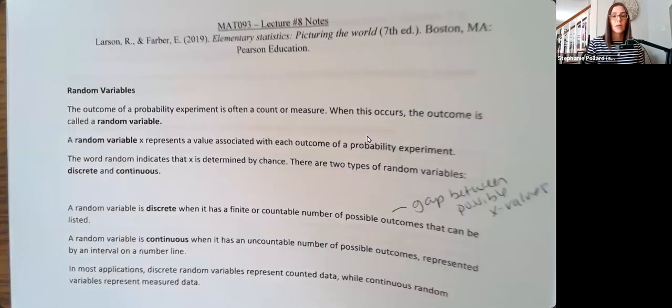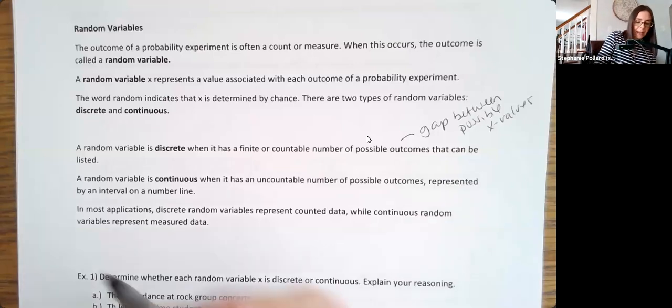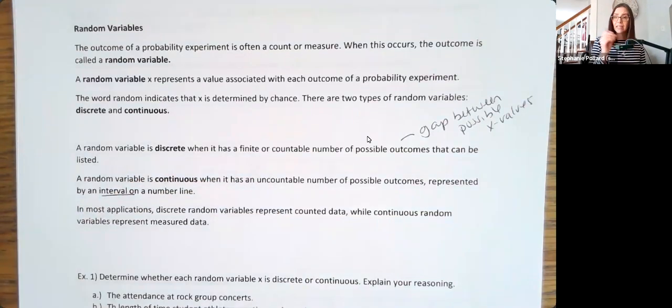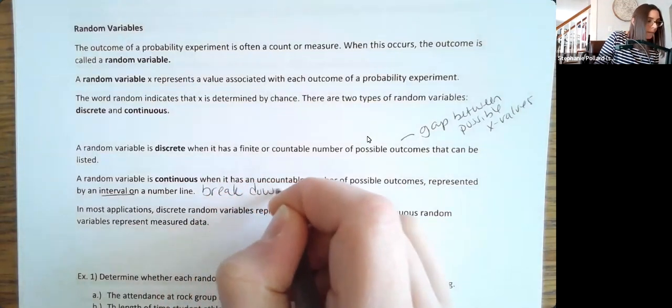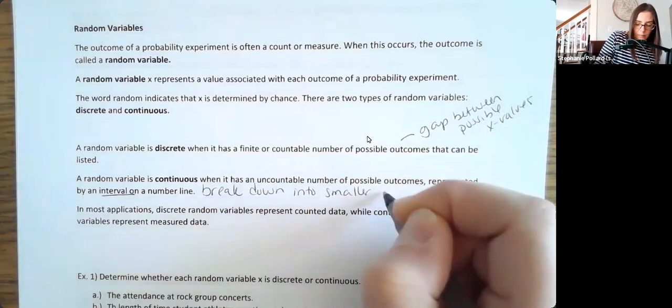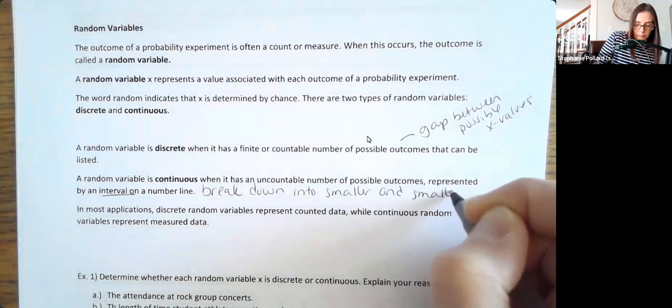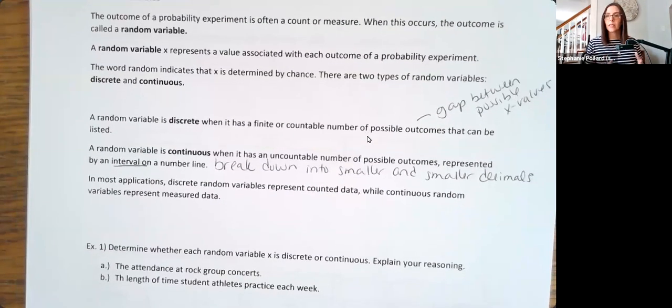When you're talking about continuous, this would be an uncountable number of possible outcomes. It's something that we could not list. It's not possible. And it's often represented by intervals on a number line rather than individual points. The other thing that happens here too is that basically you can break down your possible x values into smaller and smaller decimals. So we're allowing decimals here. We're allowing fractions here as well.